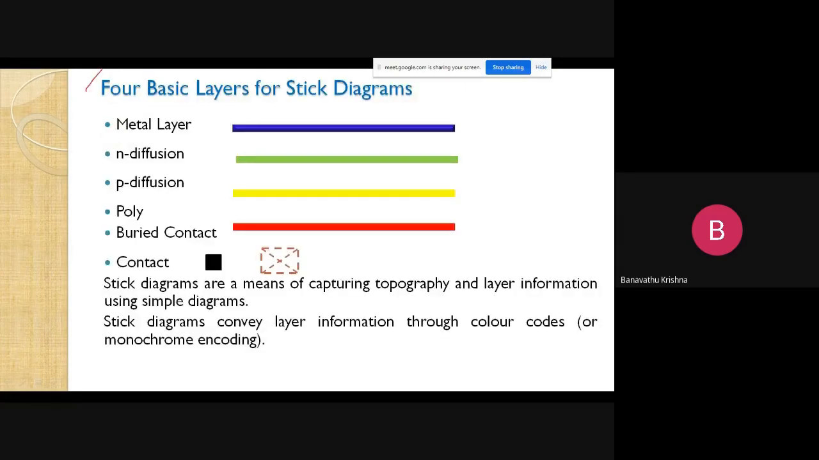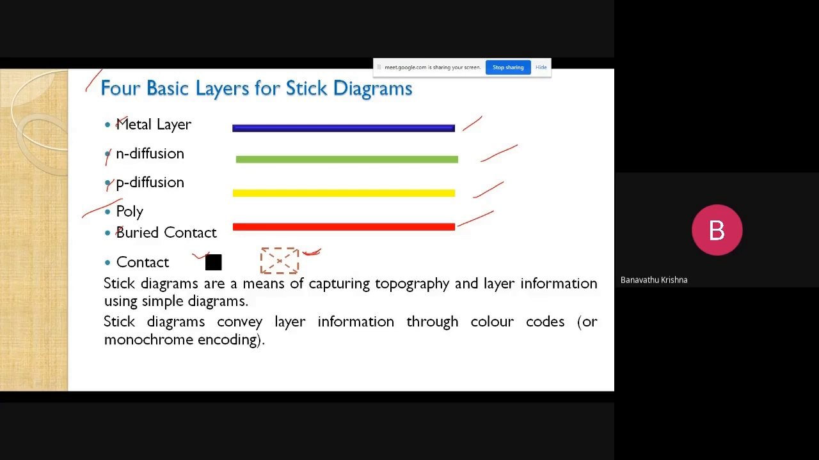So the four basic layers for a stick diagram. The metal layer is a blue color, and this is the color encoding. The next one is NDIFF, nothing but green color, and PDIFF is yellow color. The polysilicon is red color, and the buried contact is here like this. This is the buried contact, and this is the contact cut. Okay, so these are the basic layers for stick diagram representation.